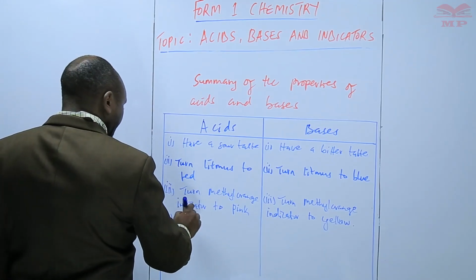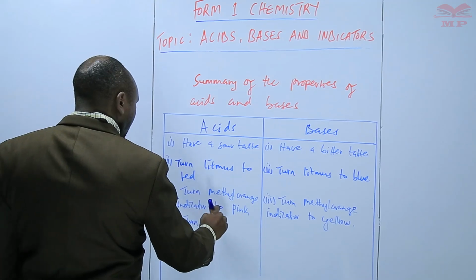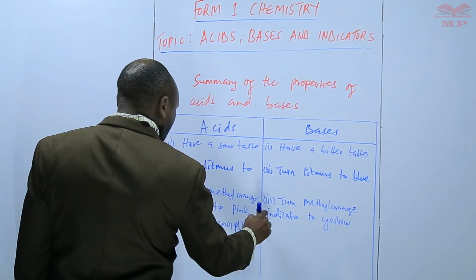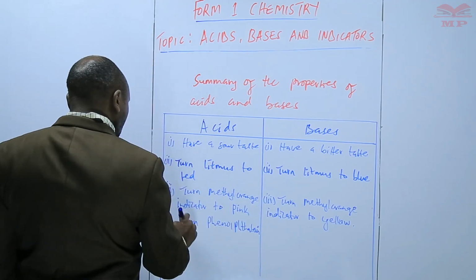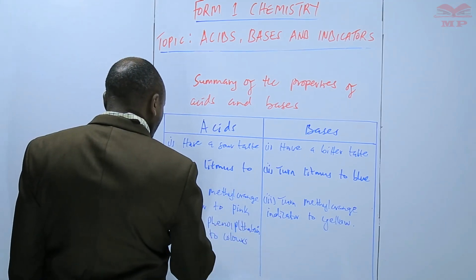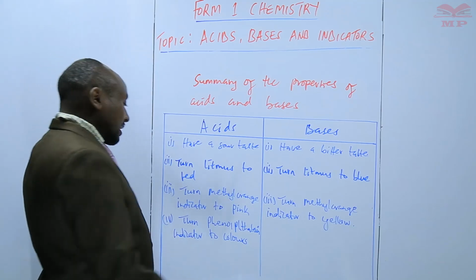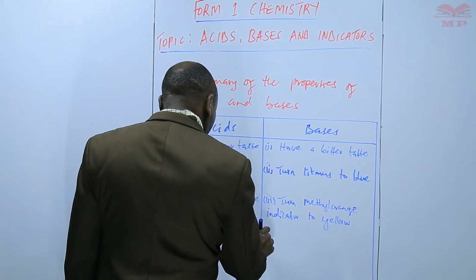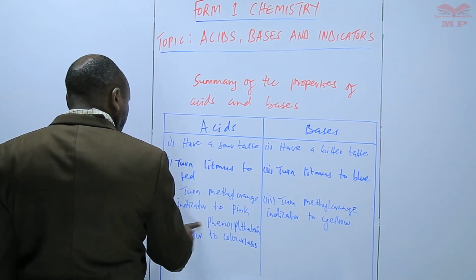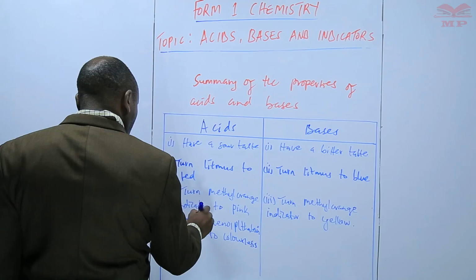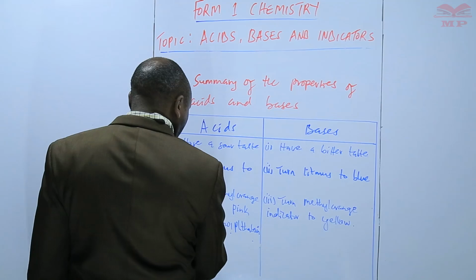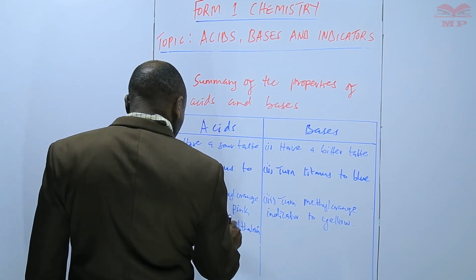Number four, acids turn phenolphthalein indicator to colorless, or you can say that the phenolphthalein remains colorless. You can say the color of phenolphthalein indicator remains colorless.